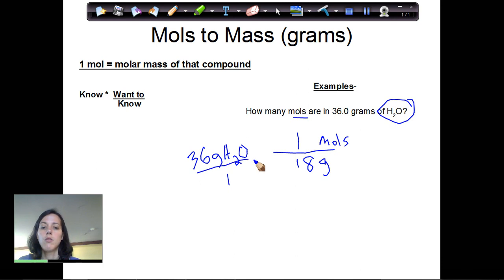So putting that over 1, we are multiplying fractions. Grams cancels out. 36 times 1 divided by 18 gives us 2.0 moles of water.